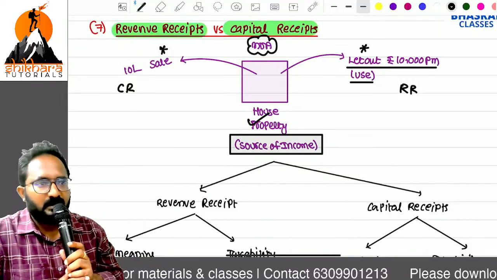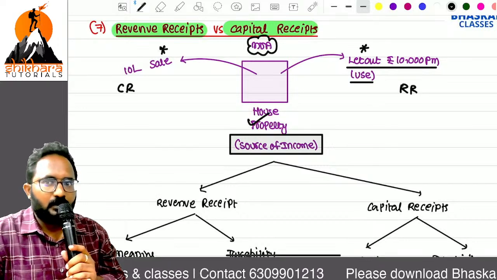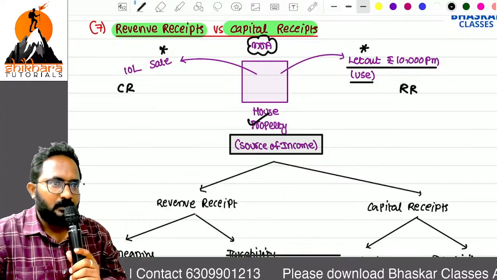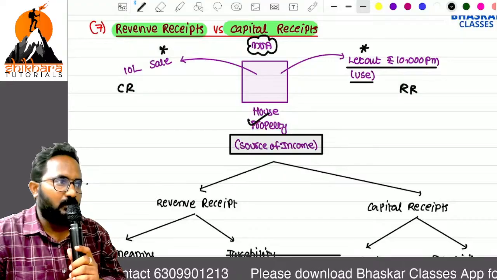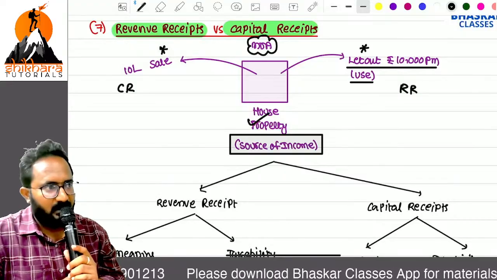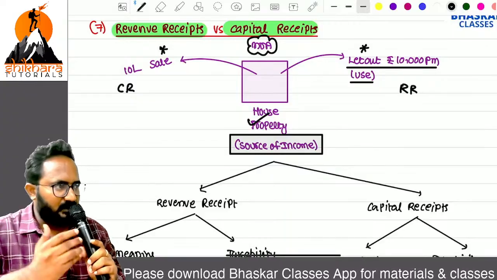Yes sir, mango tree is there. Okay, mango tree, simple example. If you are selling the fruits, that related income is revenue receipt. If you are selling the total mango tree, that means you are cutting the tree totally and selling all the products of that tree also.